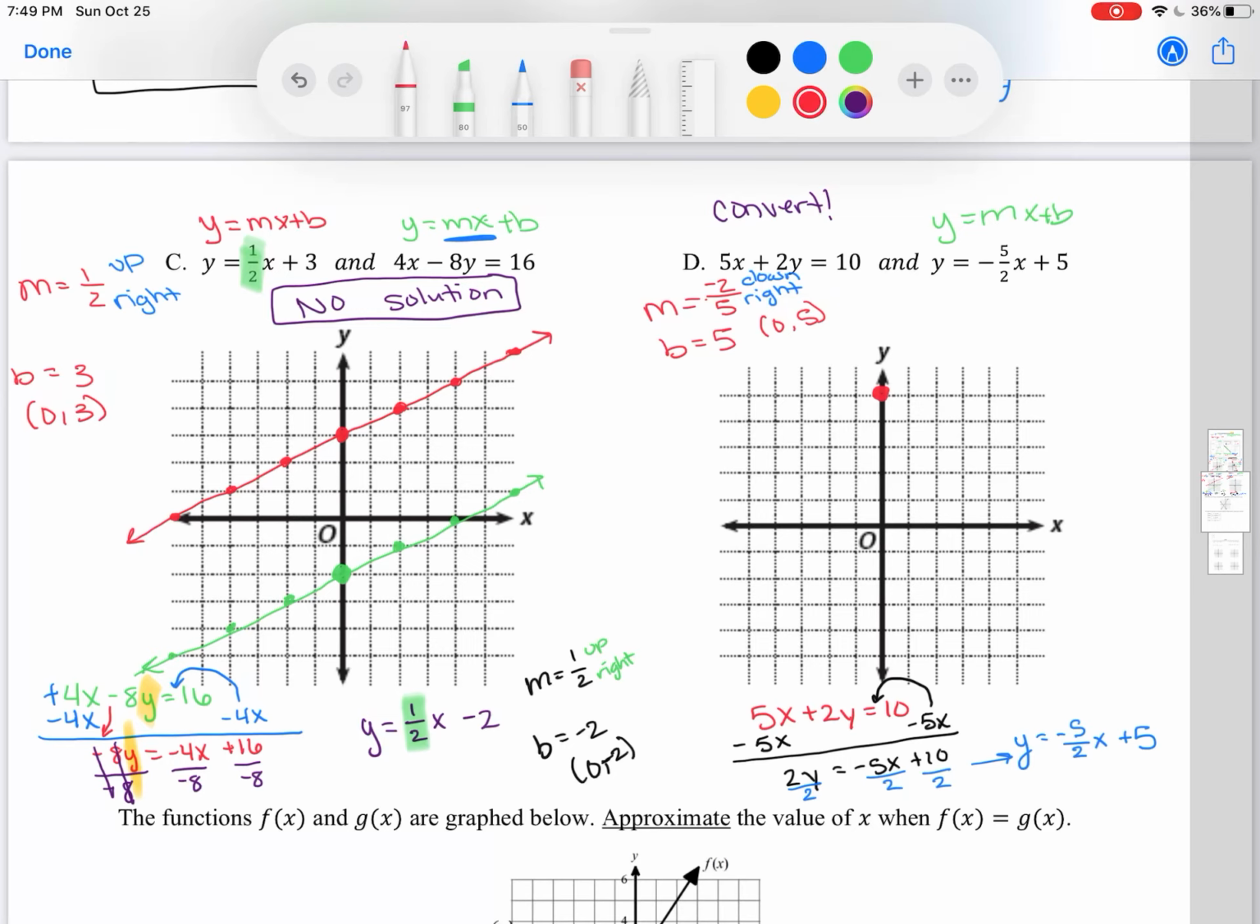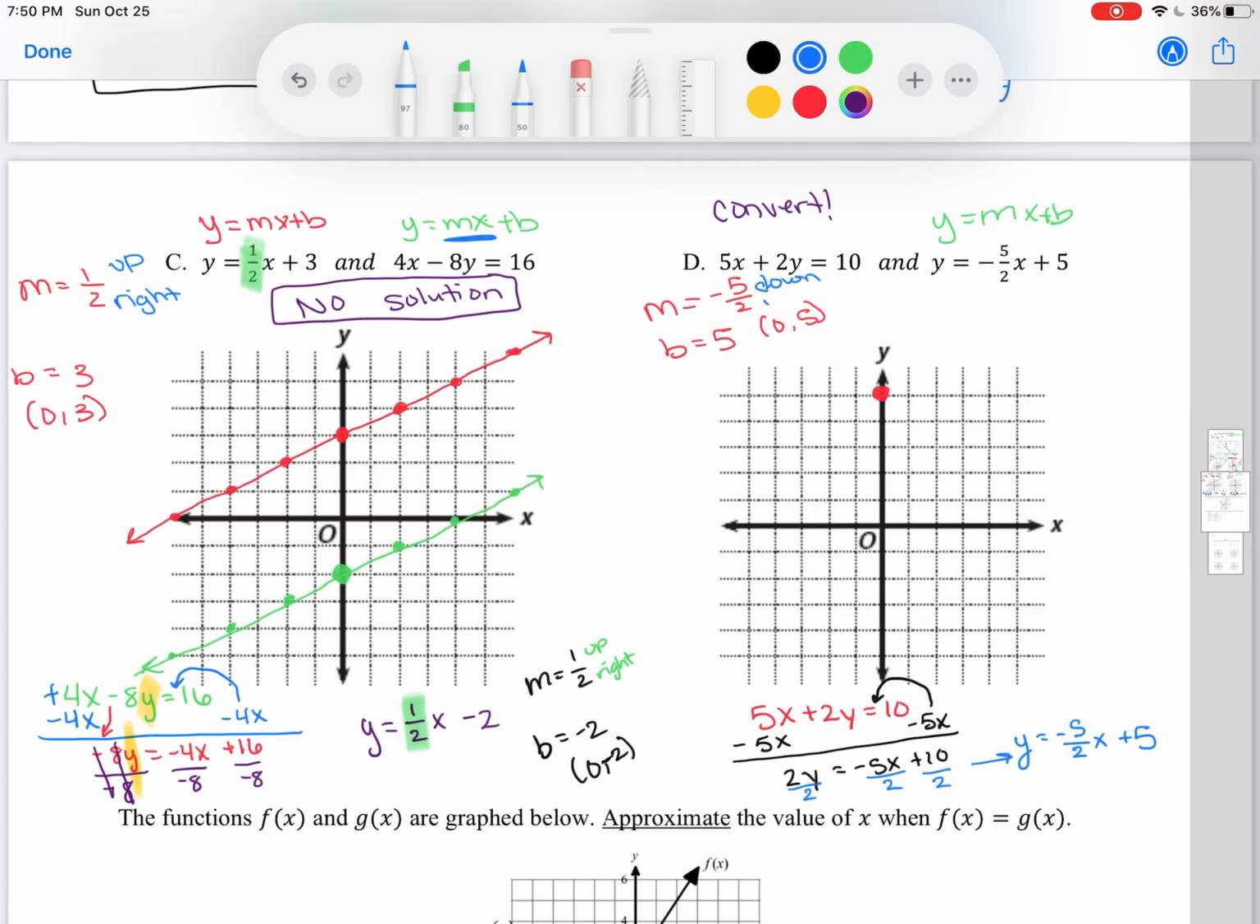That tells me I have a coordinate (0, 5) to start with, which is way up here on my y-axis. -2 over 5 is going to tell me I need to go down 2, right 5, down 2, right 5. I'm only allowed to have 2 points on this graph if I get it to work. Oh, excuse me, not down 2, right 5. Messed up on my slope there. Sorry, guys. Copied it down wrong.